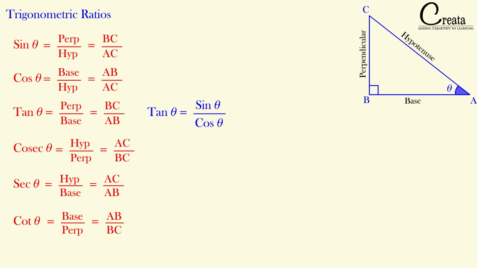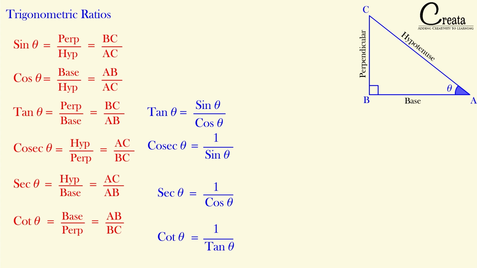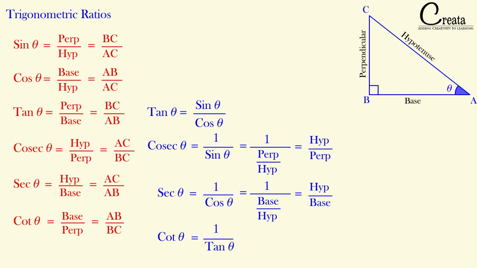Moving next, here cosec, sec and cot are reciprocal of sine, cos and tan. Interesting. Let's see. Cosec is reciprocal of sine. Sine is perpendicular over hypotenuse. Cosec is hypotenuse over perpendicular. Sine is BC upon AC. Cosec is AC upon BC. Interesting. Cosec is just the reciprocal of sine. Similarly, sec is reciprocal of cos. Cos is base over hypotenuse. Sec is hypotenuse over base. Lastly, cot is the reciprocal of tan theta. Tan theta is perpendicular over base and cot theta is base over perpendicular.